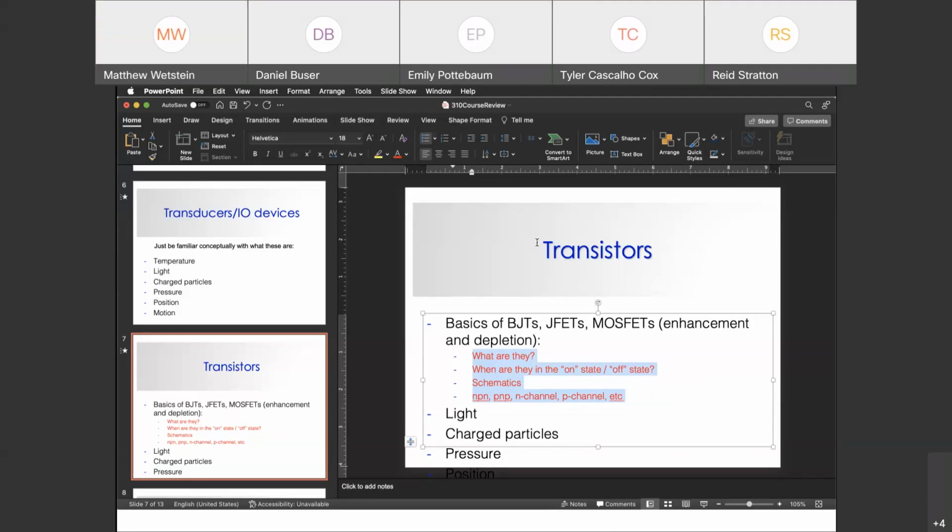Understand their schematic symbols. Be able from memory to recognize the difference between an NPN, PNP, N channel, P channel, etc. I know that for the next 10 years you're going to be thinking, I've got to remember this again. But at least this is the first time I'm making you commit it to memory.